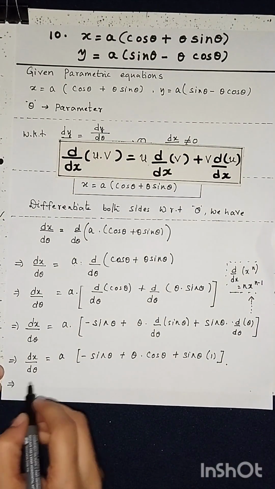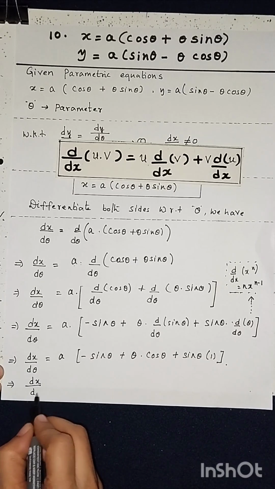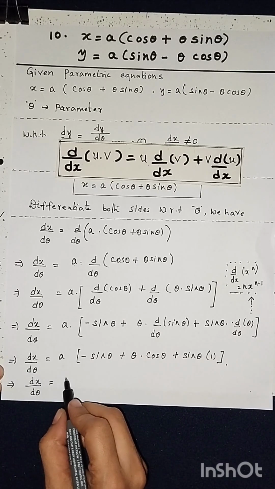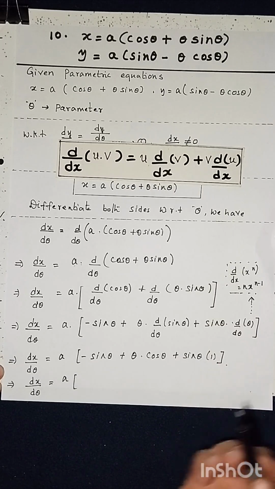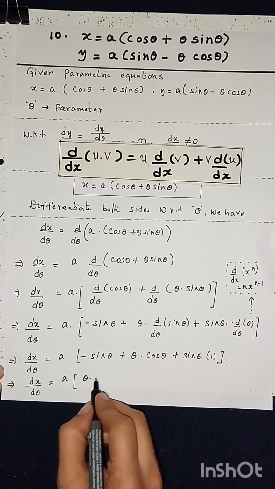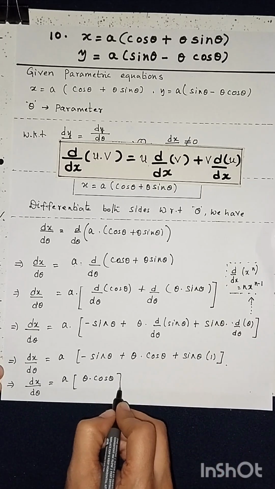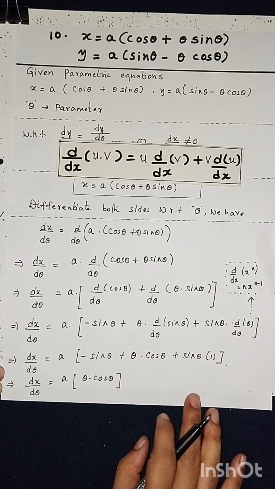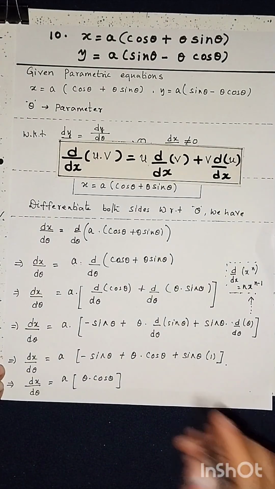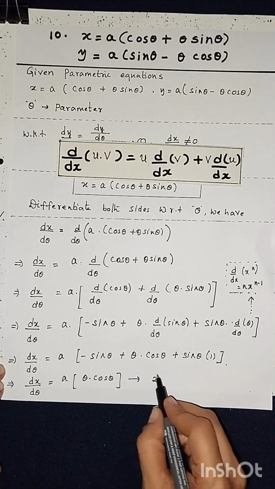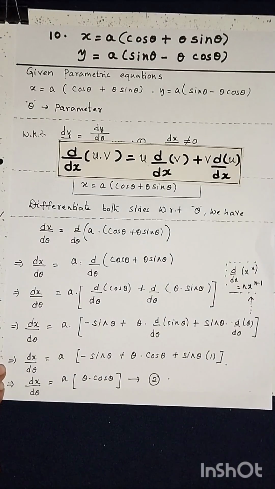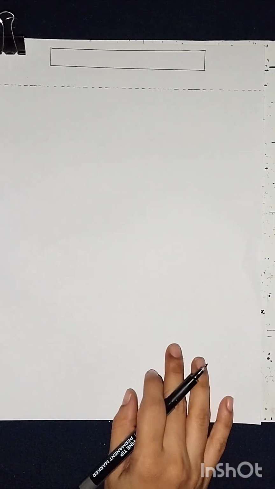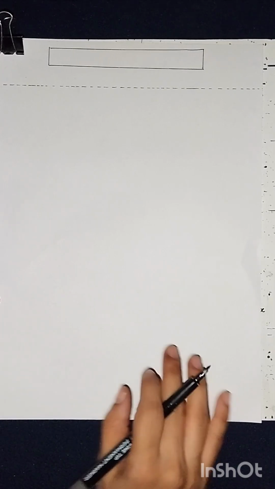Now this implies dx by d theta is equal to a into minus sin theta plus sin theta will get cancelled. So you will get a into theta cos theta. So now this is differential equation 2. Now we will find dy by d theta.